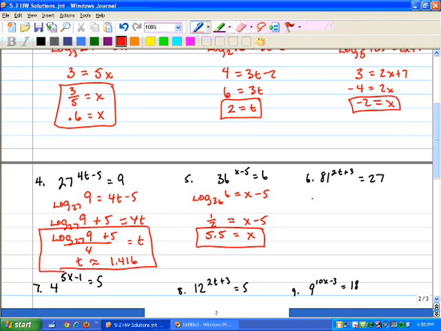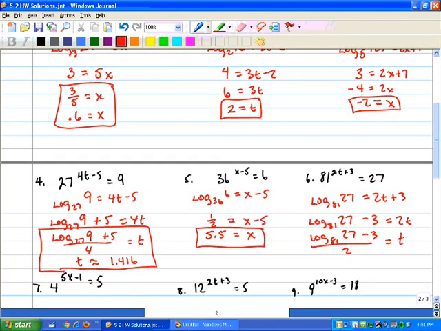So on number 6, we treat the same. We do log base 81 of 27 equals 2t plus 3. Again, it's a little difficult to figure out what power of 81 gives 27, so we're going to leave it in that form. We're going to subtract 3 from both sides. Then we're going to divide both sides by 2. That's the answer in exact form.